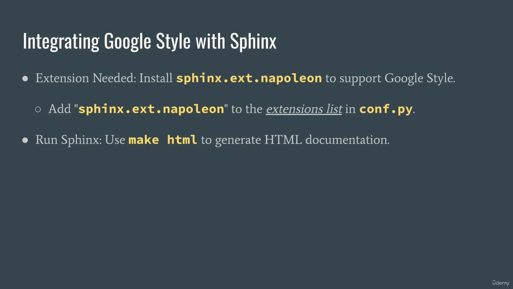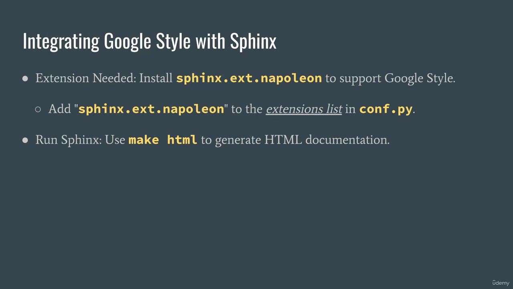To integrate Google-style doc strings with Sphinx, you'll need to install the Napoleon extension, which enables support for Google-style formatting. After installation, simply add Napoleon to the extensions list in your config file. Once that's done, run the make command to generate your HTML documentation, and Sphinx will process your Google-style doc strings properly.